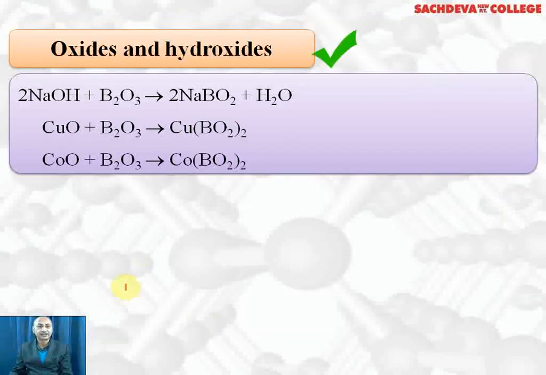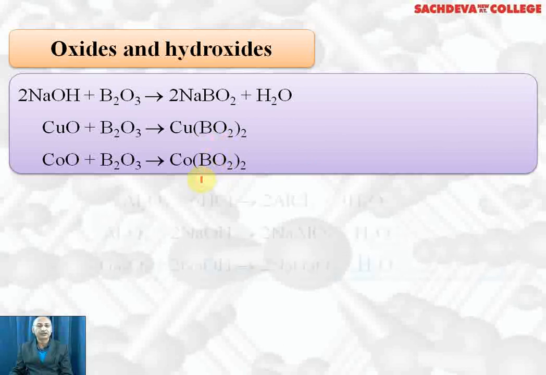Oxides and hydroxides. B2O3 being an acidic oxide will react with bases and basic oxides to form salts. So 2NaOH plus B2O3 will react to form sodium metaborate plus water. Copper oxide will react with B2O3 to form copper metaborate, which is blue in color. Cobalt oxide will react with B2O3 to form cobalt metaborate, which is also blue in color. This copper metaborate on reduction will give reddish brown copper from which it can be identified, whereas cobalt metaborate will be blue in color.